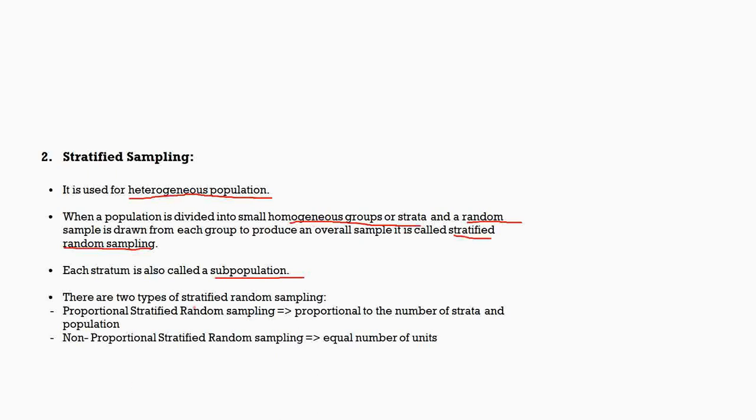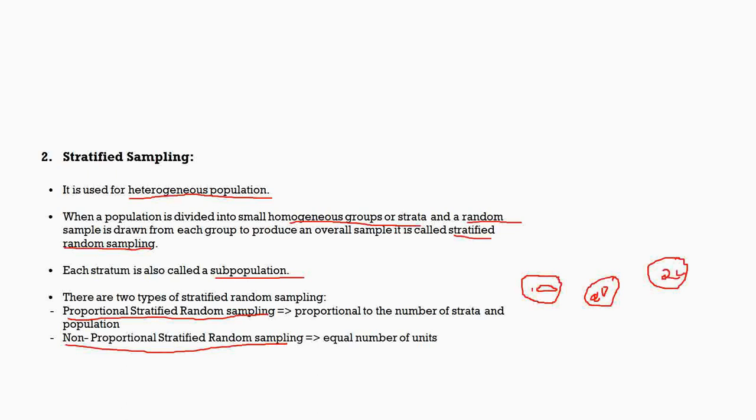So there are two types of stratified random sampling. One is the proportional stratified random sampling, and the other one is the non-proportional stratified random sampling. In the proportional one, the sample size will be proportional to the number in each stratum as well as to the population, whatever the number may be inside each stratum. For example, here we have a total population of 50, and here we have say 10, and here we have say 20, and here we have the remaining 20.